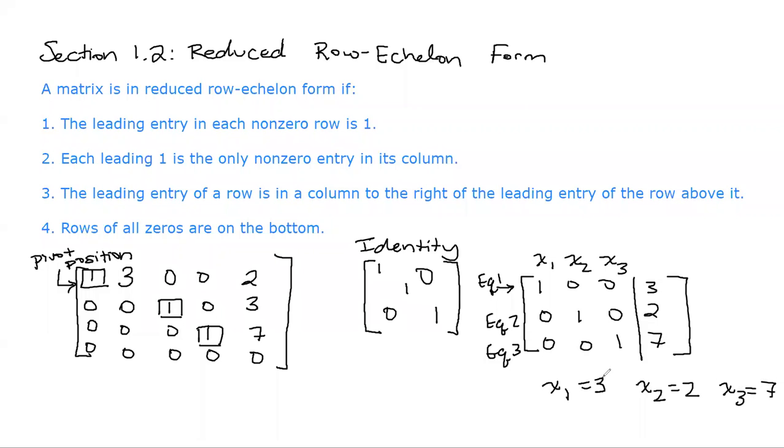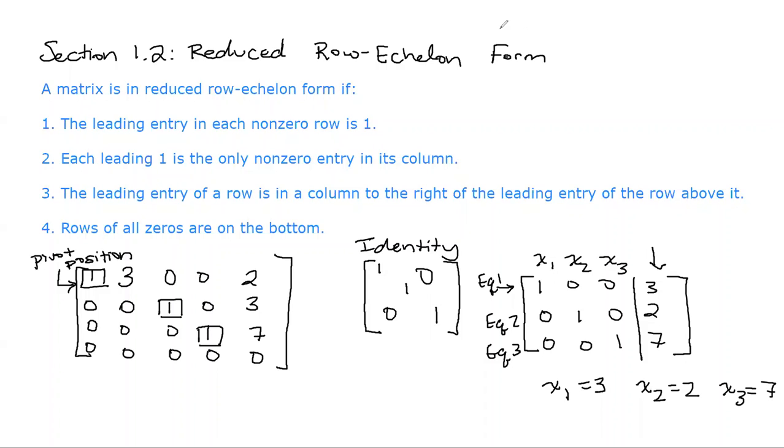So this is really useful because basically what we're doing is we're able to just read off the answers in this rightmost column of our augmented matrix. We're able to read off the answers for the variables. So if possible, we want to get our matrix into reduced row echelon form so that we can easily read off the solution to our system of linear equations.